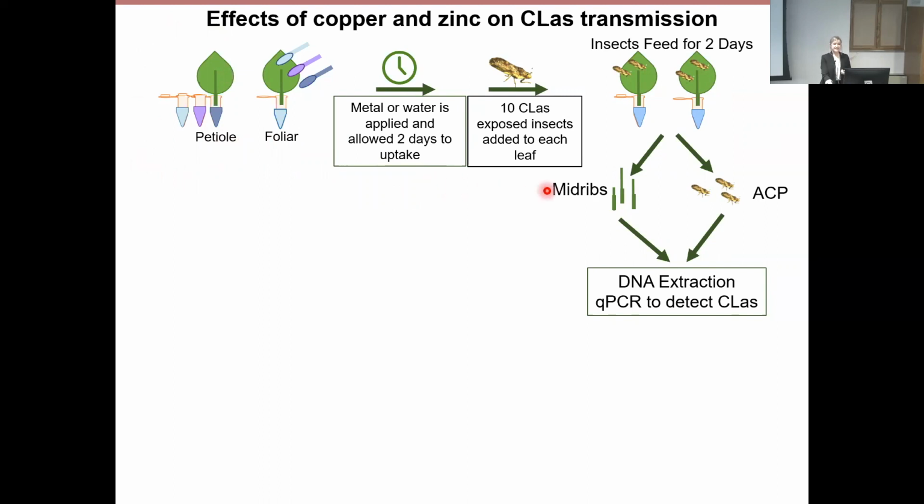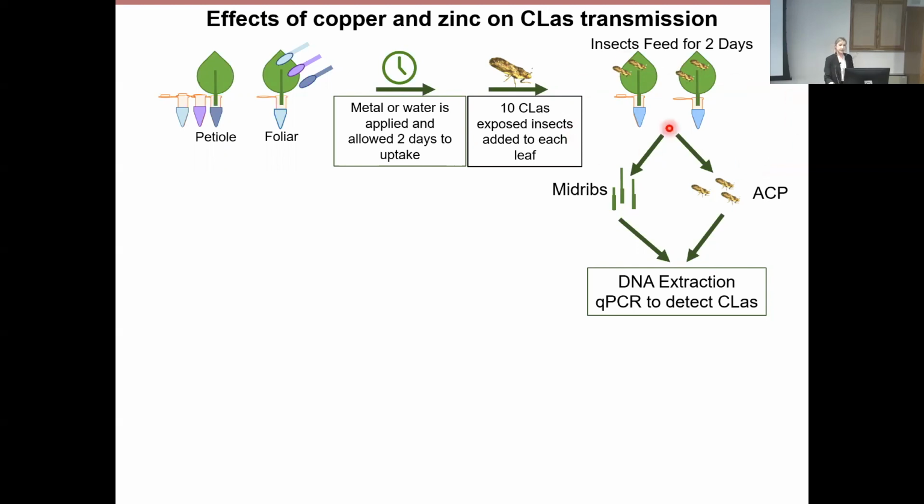And then I added 10 CLas exposed insects to each leaf. And then I allowed the insects to feed for 2 days. And I chose 2 days, even though it's a relatively short amount of time for the insects to feed, because I really wanted to tease out the early feeding-driven transmission events that we might see in a typical field setting and see whether our treatments would affect that.